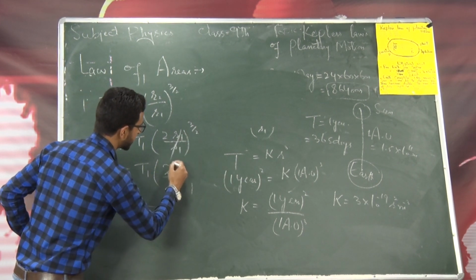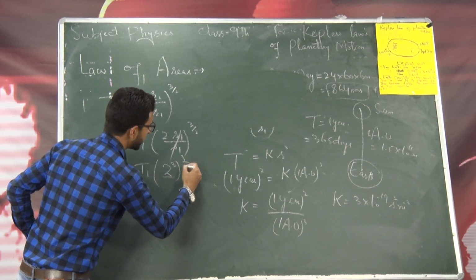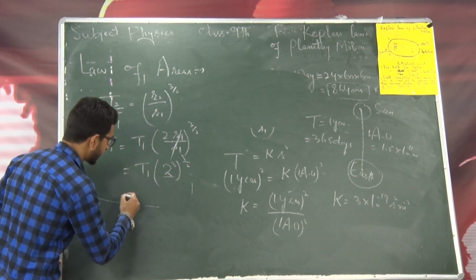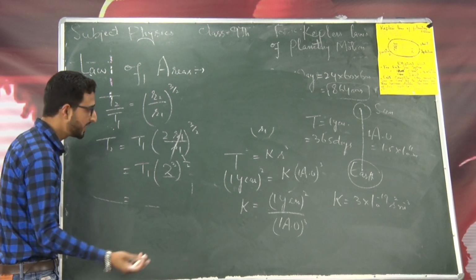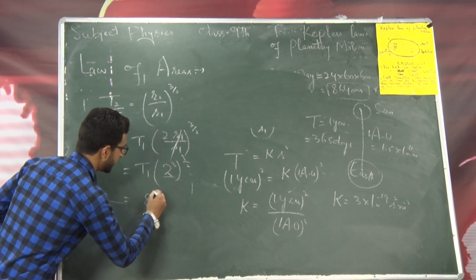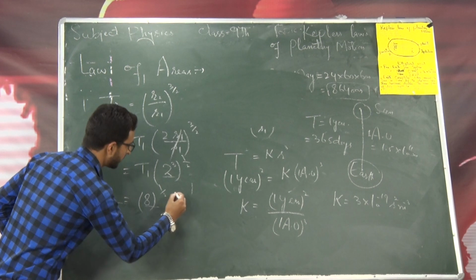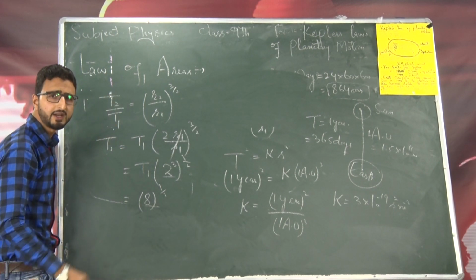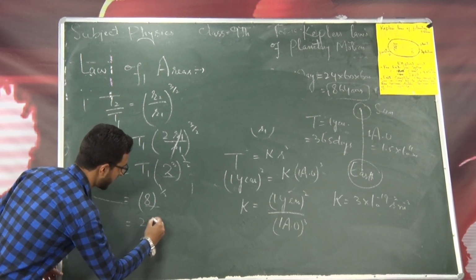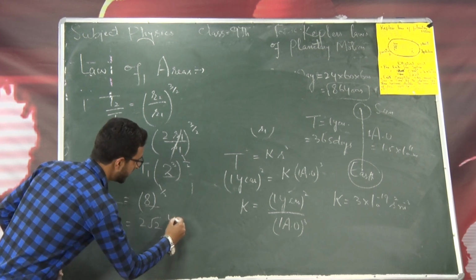क्या मैं इसको ऐसे भी लिख सकता हूँ 2 cube whole raised to the power 1 by 2. Yes, I can write it. T1 is equal to 1 here. 2 cube is equal to 8. So this is 8 raised to the power 1 by 2. What is square root of 8? I can write this in simplified form. So this is 2 root 2 years.